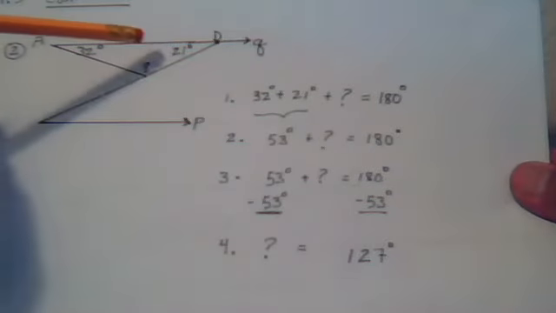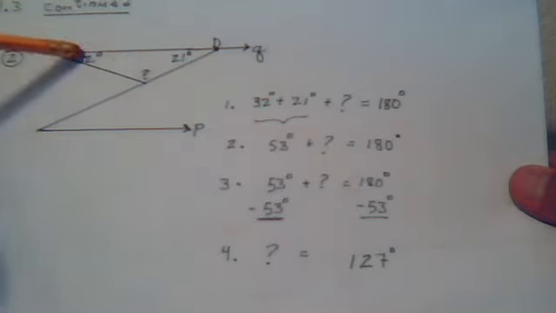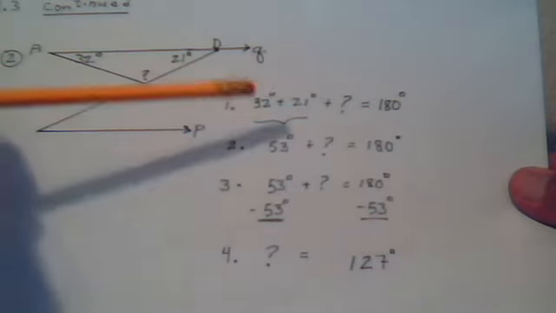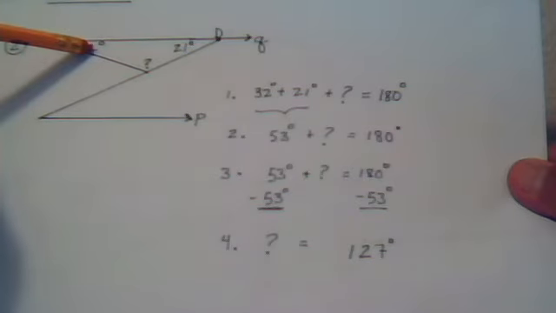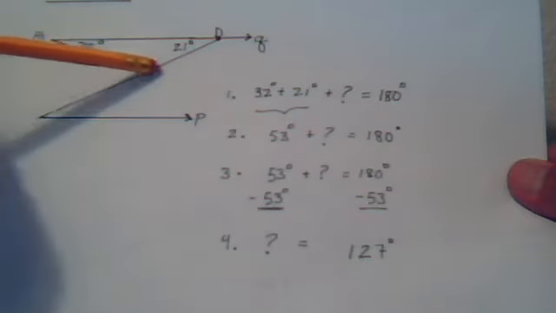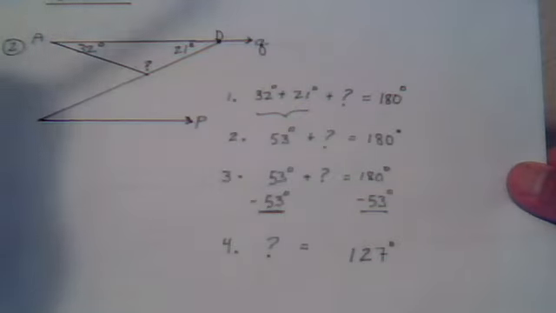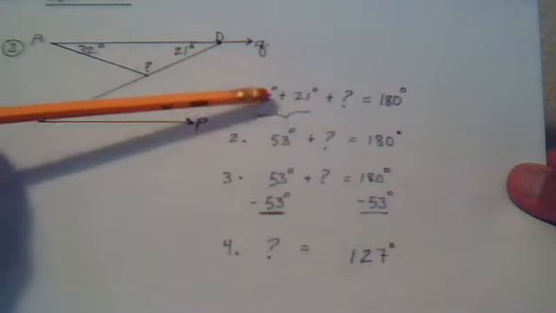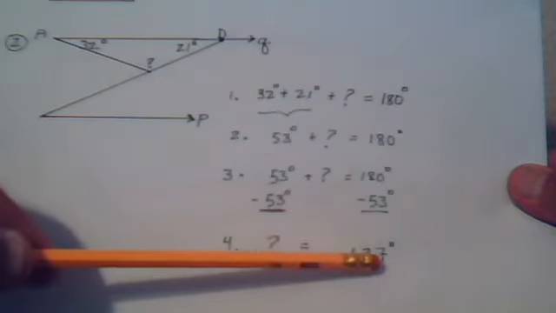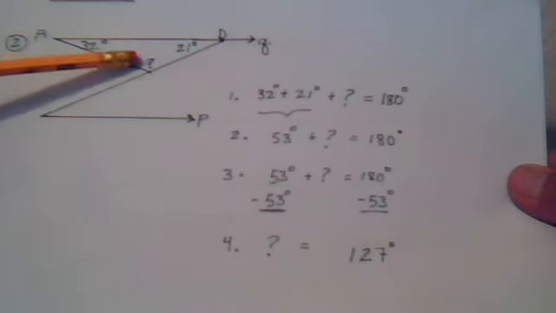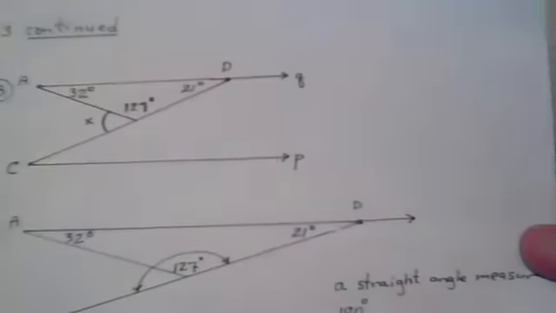Now that I have the 21 up here, I remember that the sum of the three angles in any triangle, the inside angles, should add up to 180. That's always true. So 32 degrees plus 21 degrees plus the unknown should give me 180 degrees when I add them. So you do your algebra. So the unknown turns out to be 127 degrees. So this is going to be 127 degrees. So go ahead and put it there.